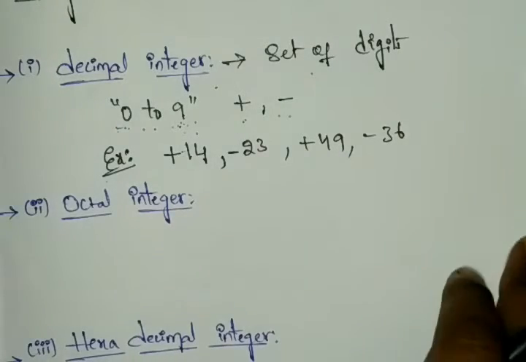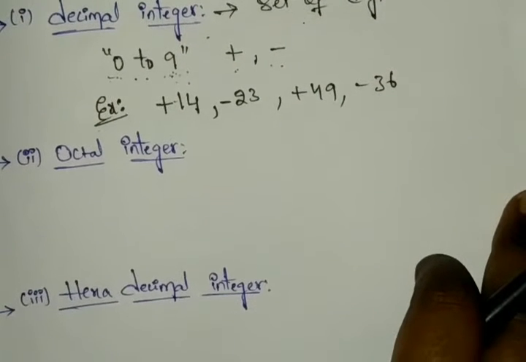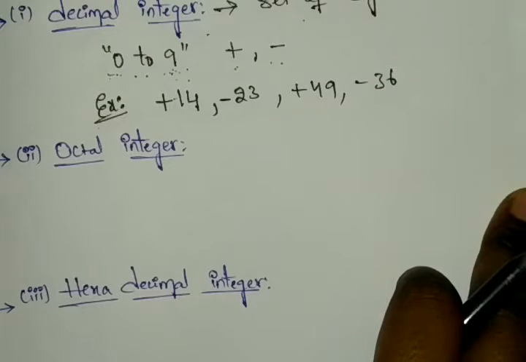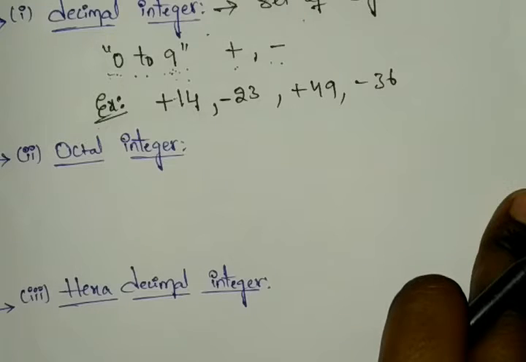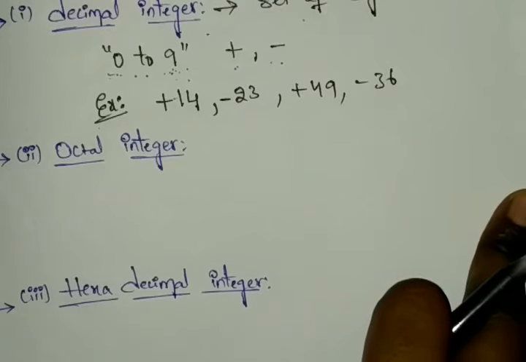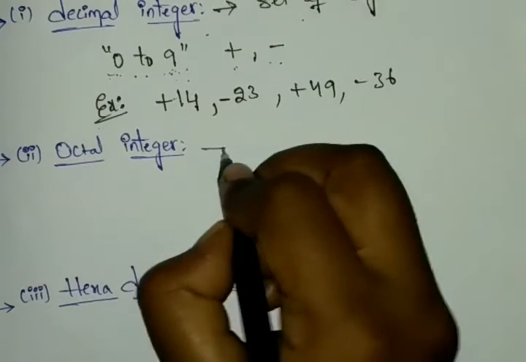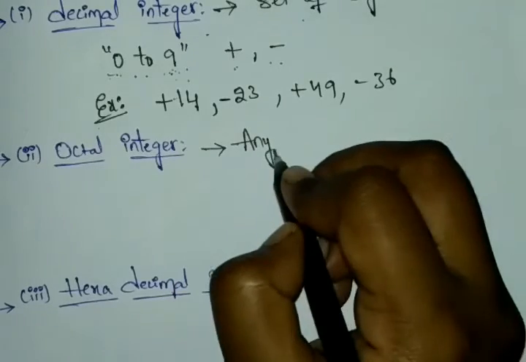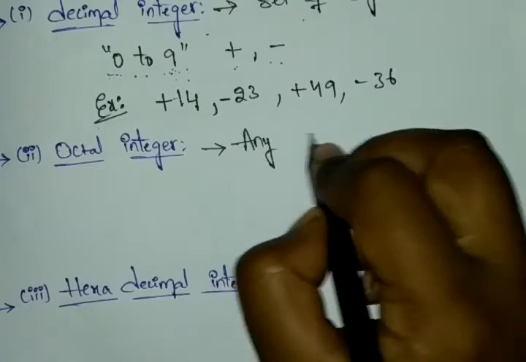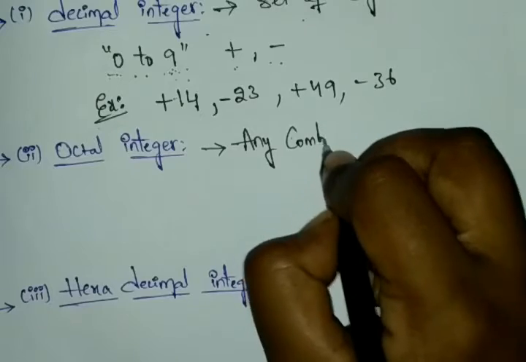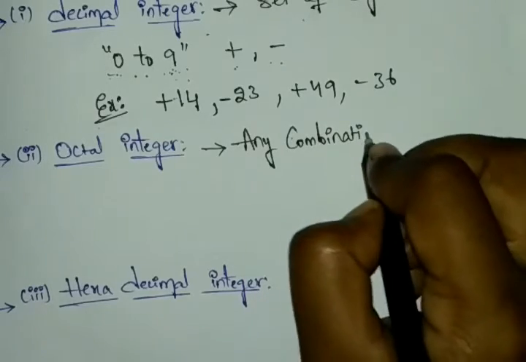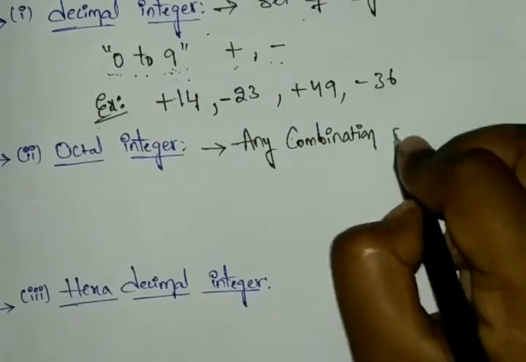Okay, and next we have the octal integer. Octal means 8, right? But if it starts with 0, it will have 7 values, 0 to 7. So by using the octal integer, we can perform 0 to 7, and it is a combination of digits. It is any combination of digits. It is not only a set of digits, it is any combination, whatever you are thinking, that you can give as any combination of digits here.